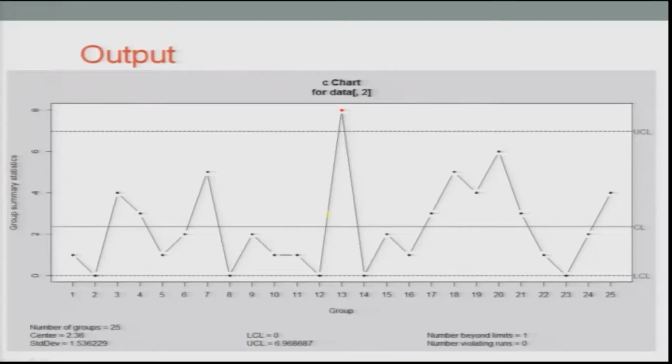The number of groups is given as 25. You remember the central line, which is this one, is about 2.36. The standard deviation is given as 1.53. I am only reading to 2 places of decimal. The upper control and the lower control values come out to be respectively 6.696 and 0. Based on that, you will definitely be in a much better position to comment that one of the readings was, I won't use the word spurious, but out of the limit. So some corrective action needs to be taken, or you want to study where the problem occurred.